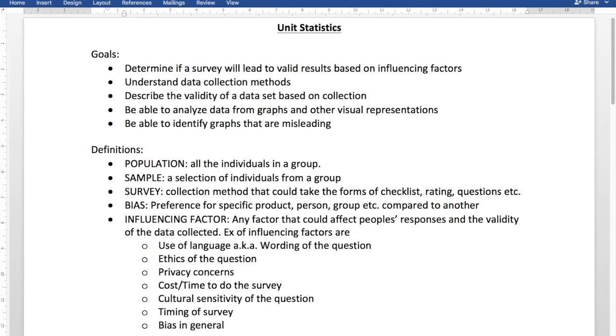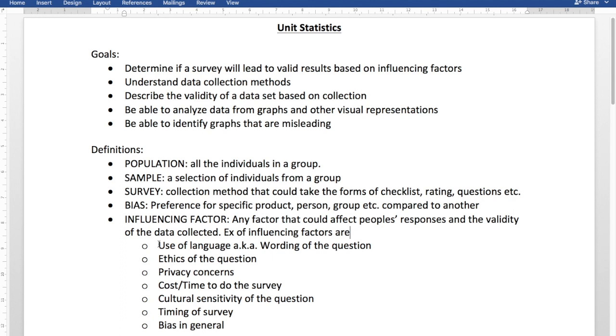All right, next up is a survey. A survey is a general word that we use. It's however you go about collecting the data. It could be a checklist, a rating system, or a series of questions, and it could be someone calling on the phone, emailing a survey, asking questions in person, whatever. Bias is a word you should already know. Bias is a preference for a specific product, person, group, whatever, as compared to another. It's the same as bias in your English class.